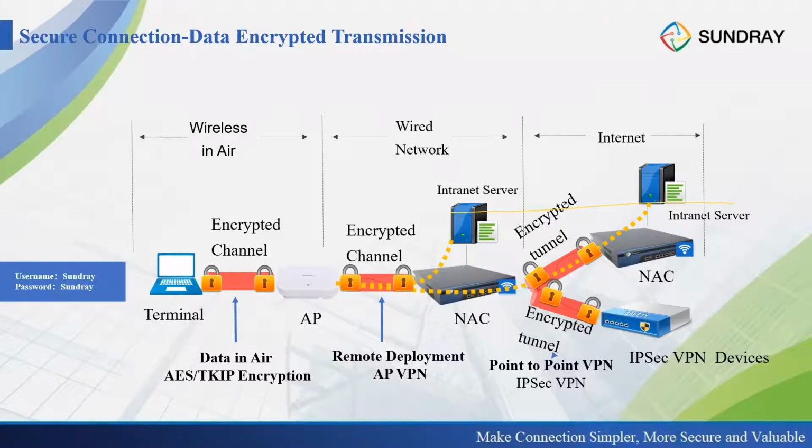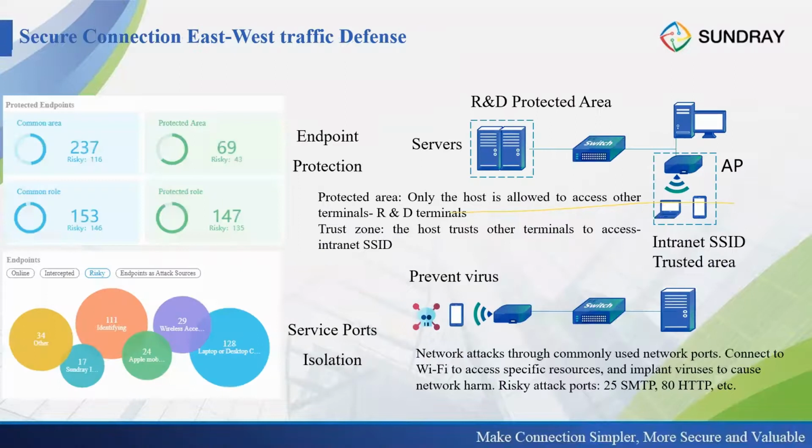And when the AP forwards traffic to the controller, we can use the AP VPN or our tunnel, which already has encryption protocols. And then from the controller sent to other branches through the internet, we also have the VPN, point-to-point VPN or IPsec VPN. So we have an encrypted tunnel for these transmissions. First one, this is security.